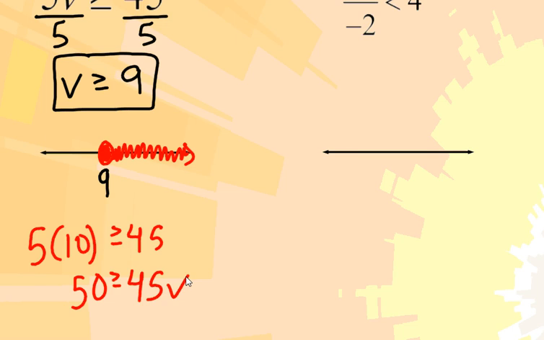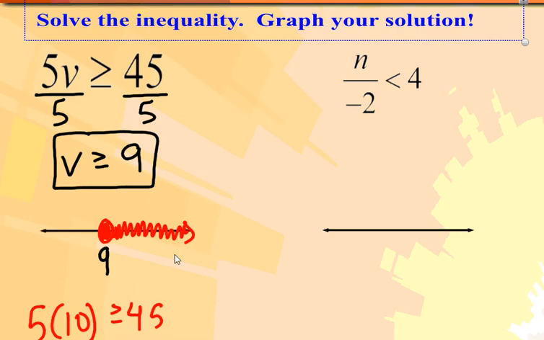That's a true statement. If I pick any number that is 9 or bigger, I'm always going to end up with true statements, which means that they are solutions. So there's my solution set.